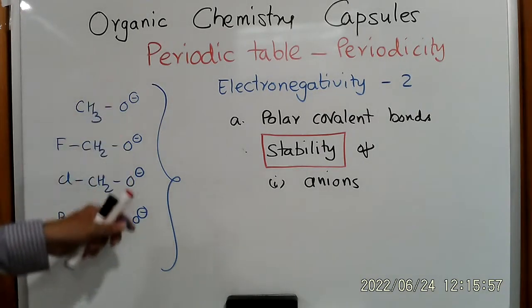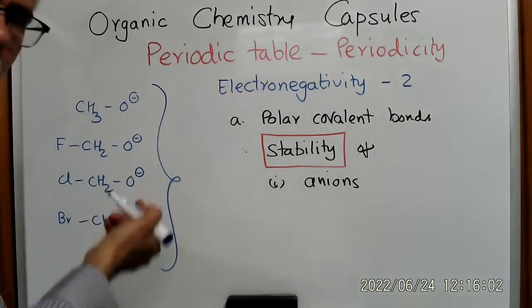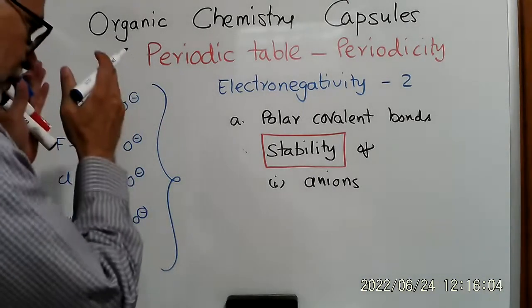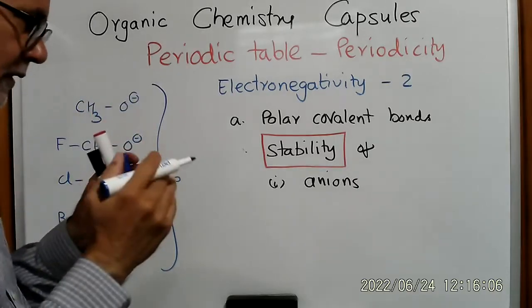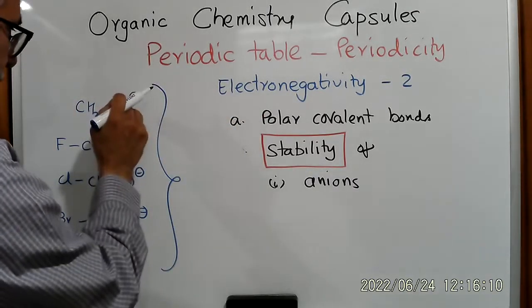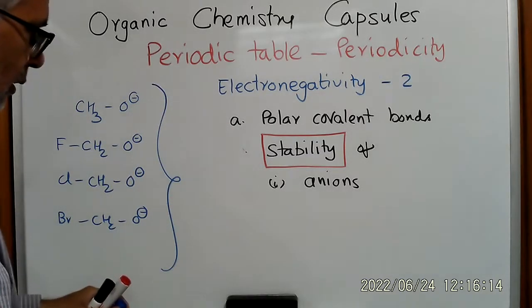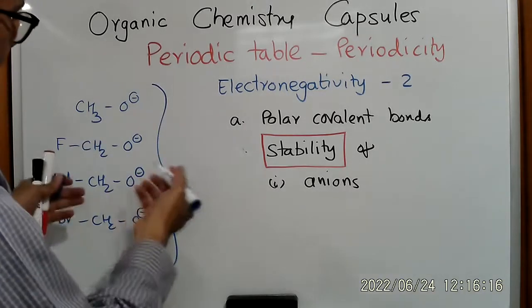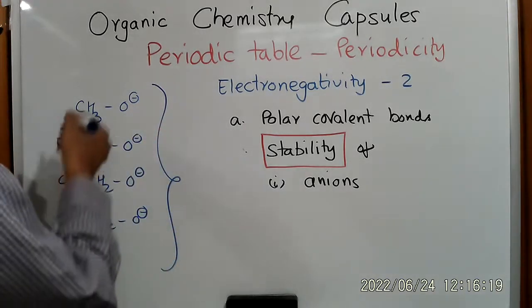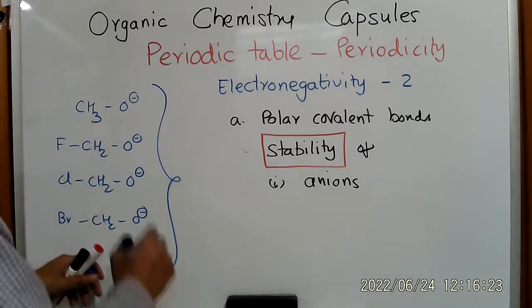In all the four ions, the negative charge is on oxygen. So if we just focus on the oxygen only, and the negative charge is on an oxygen atom, how do we explain which one is more stable than the other? How do we order these four ions in stability order? How do we do that?